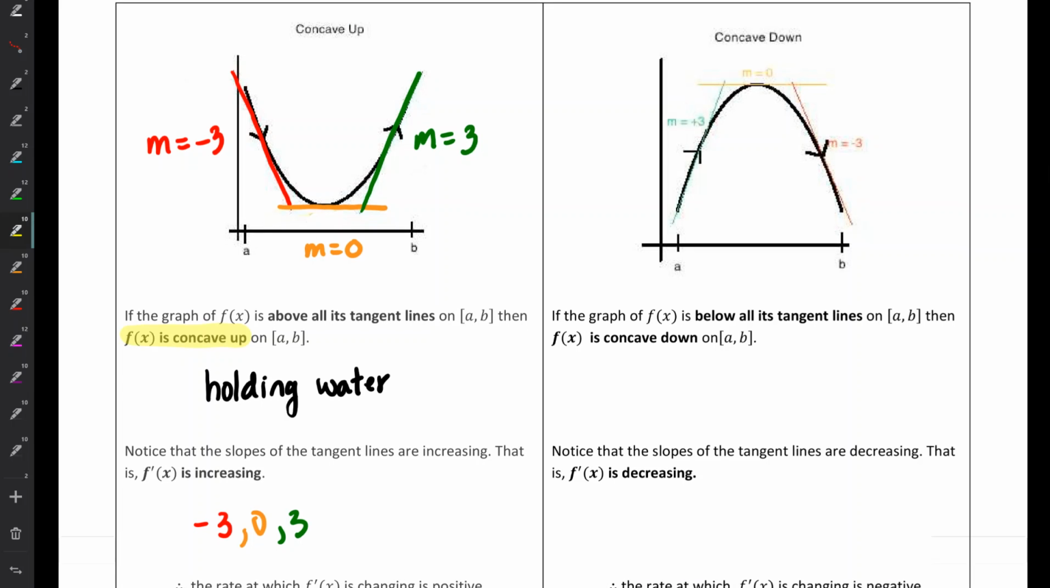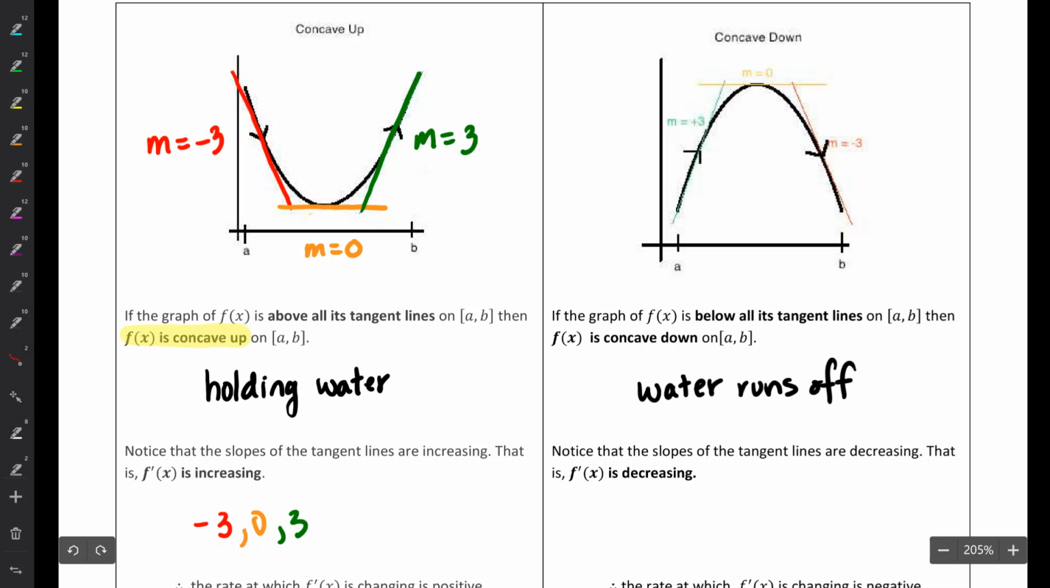Now over here we have a picture of a function that is concave down. One way to think about a function being concave down is it's below all its tangent lines. You can think about water maybe running off this shape if it was raining. All right. Notice that all these slopes are decreasing. We got a slope, say, of 3, a slope of 0, then a slope of -3. Those slopes are decreasing.